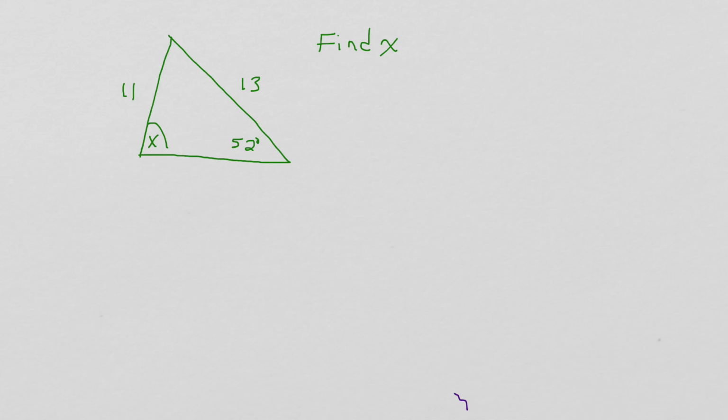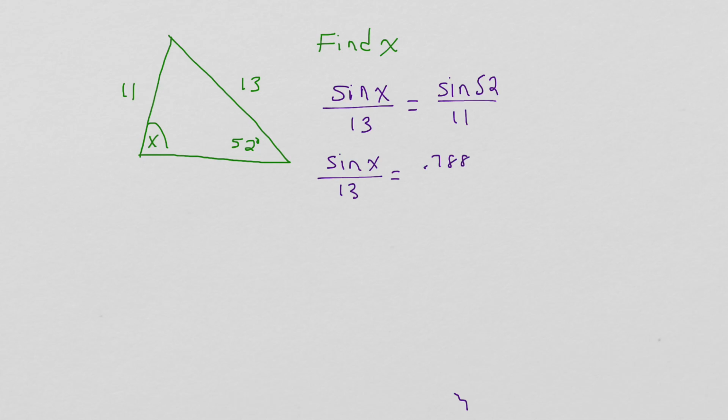And so here, we get the sine of x over 13 equals the sine of 52 over 11, and then we just do the same steps. Again, if you're having trouble, change the sines into numbers right off the bat. And then do the cross multiplying.